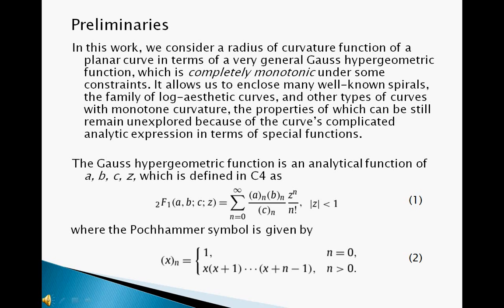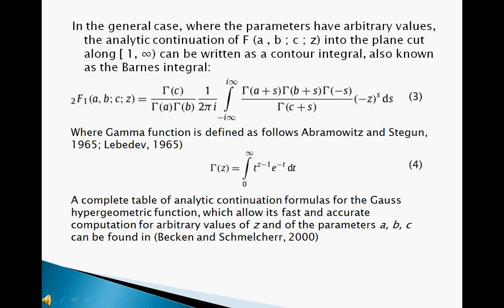Here, the Pochhammer symbol is defined as shown in Formula 2. In the general case, where the parameters have arbitrary values, the analytic continuation of F(a, b, c, z) into the plane, cut from 1 to infinity, can be written as a Cantor integral, also known as the Barnes integral, shown by Formula 3. Here the gamma function is defined as in Formula 4.